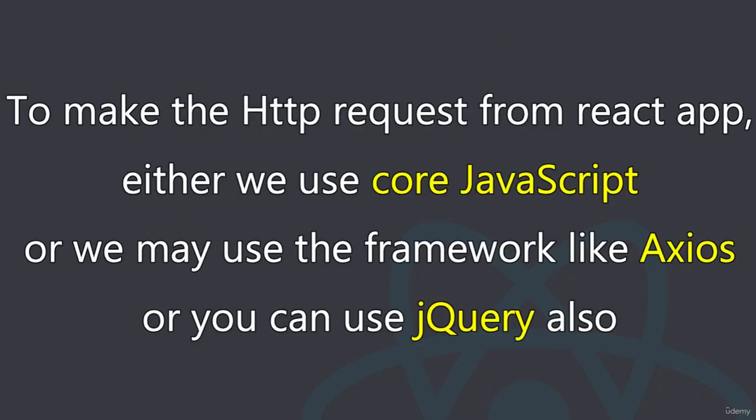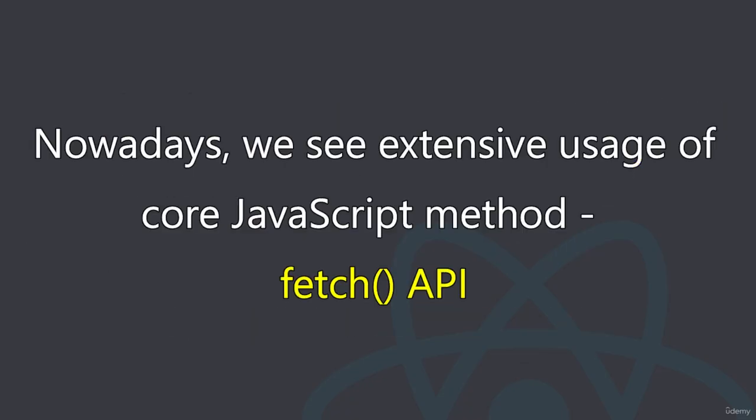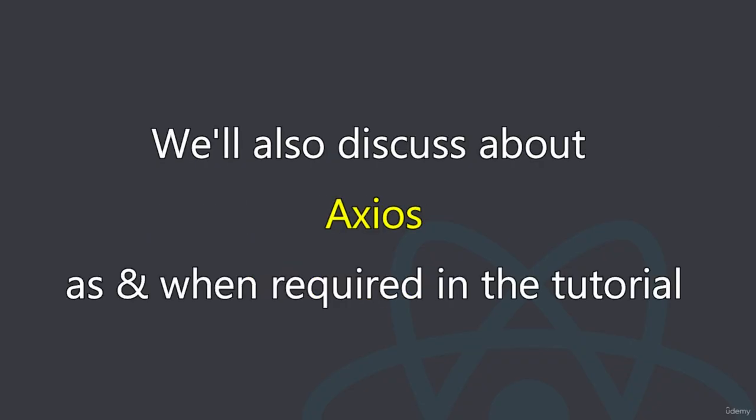So now, to make the HTTP request from the React application, either we use core JavaScript, or we may use a library like Axios, or you can use jQuery also. Nowadays we see that people are using the core JavaScript method, that is the fetch API, and that's what we are going to use in our forthcoming applications to see how the HTTP requests are made. We will also discuss Axios as and when required in the tutorial.